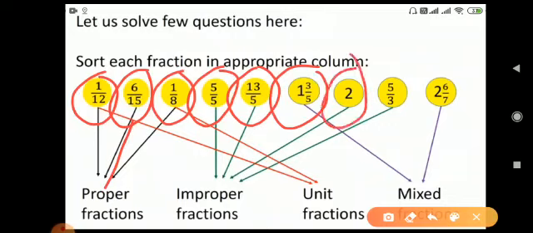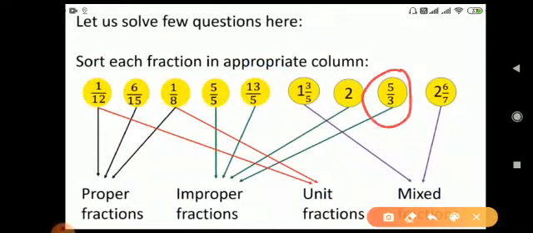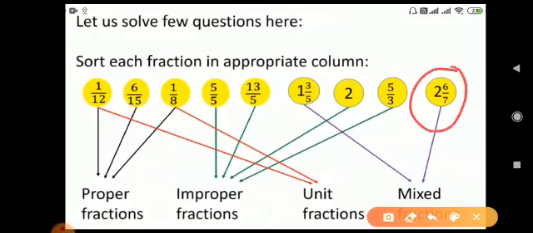Next, 2. 2 means 2 upon 1. Okay. So here the numerator is greater than the denominator. So it is called an improper fraction. Next, 5 upon 3, that is 5 greater than 3, that will go in improper fraction. The last one is 2 6 upon 7, that is the combination of a whole number and a proper fraction. So it is called a mixed fraction.